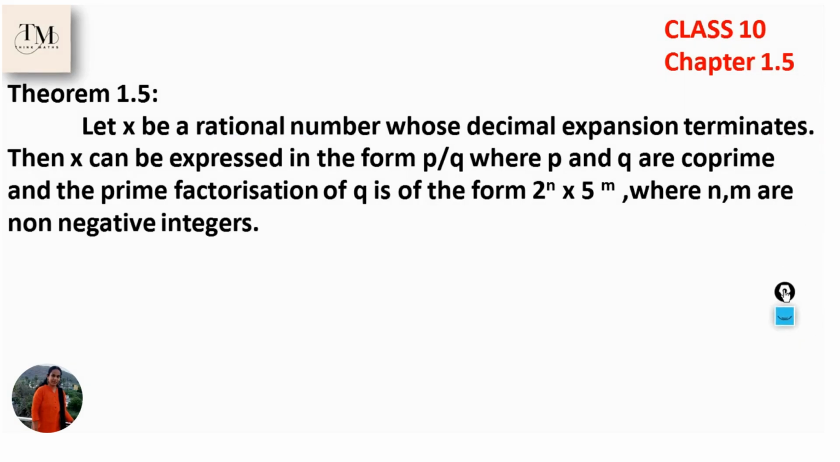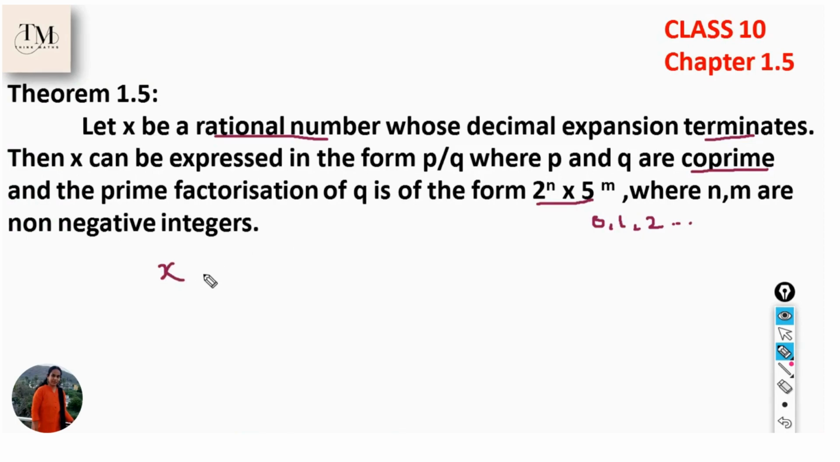Now we have to prove that x can be expressed in the form p by q, where p and q are co-prime. Co-prime means they have factors, but the only common factor will be 1. And their prime factorization should be 2 power n into 5 power m. Here n and m are non-negative, that is 0, 1, 2, etc. Positive plus 0. Okay, so we will prove this theorem using numbers.